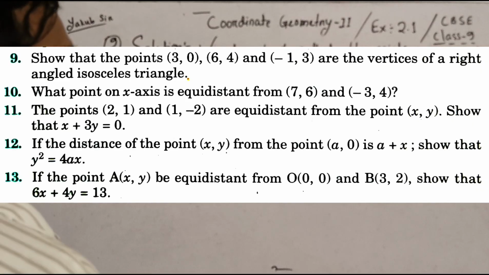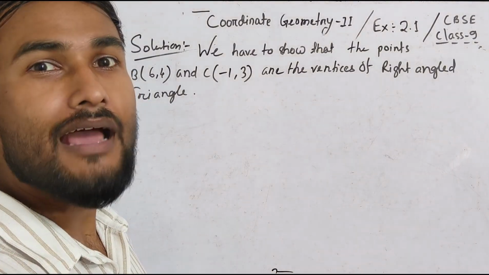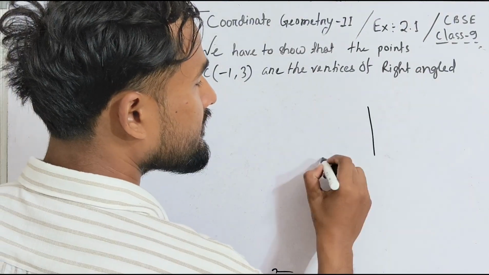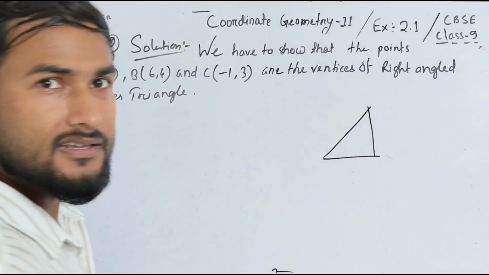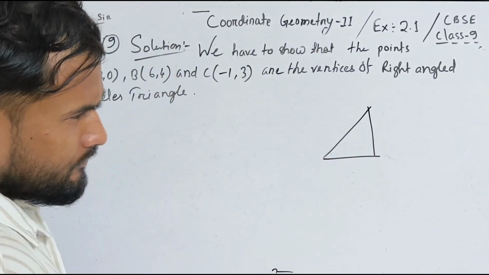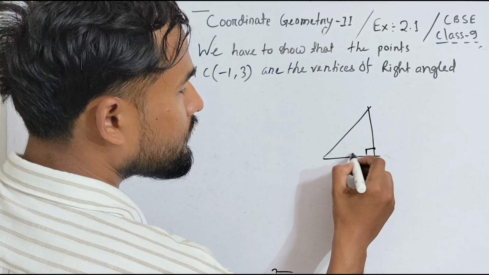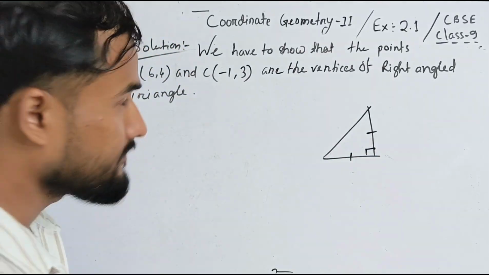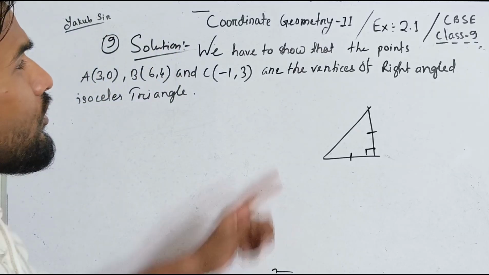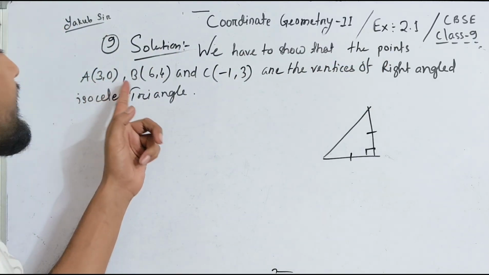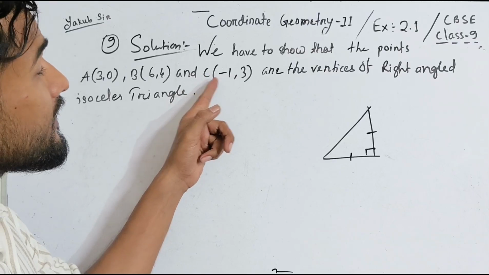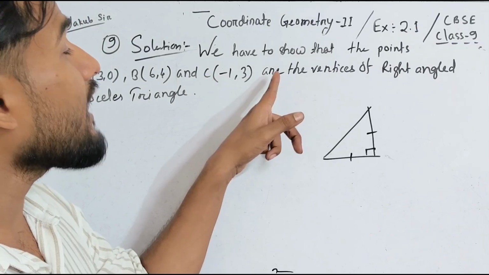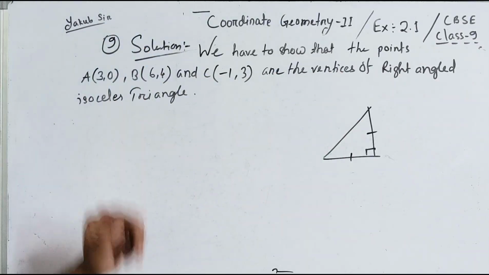First we have to know what a right angle isosceles triangle is. It means it is a right angle triangle in which, of the three sides, two sides are equal. That is called a right angle isosceles triangle. Now we have to show that the points A(3, 0), B(6, 4) and C(-1, 3) are the vertices of a right angle isosceles triangle.